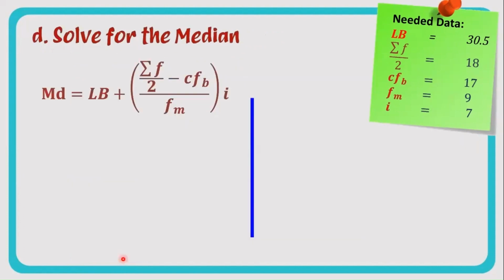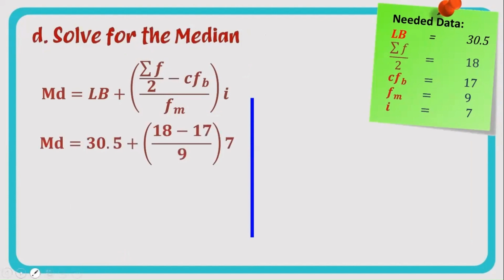So we can now solve for the median of grouped data using this formula. Just simply substitute this data. So we have here 30 plus the quantity of 18. Again, we get 18 from summation f divided by 2, which was already solved a while ago. Next, we subtract 17, the cumulative frequency before the median class, all over 9, which is the frequency of the median class. And let's multiply that by the size of the class interval, which is 7.